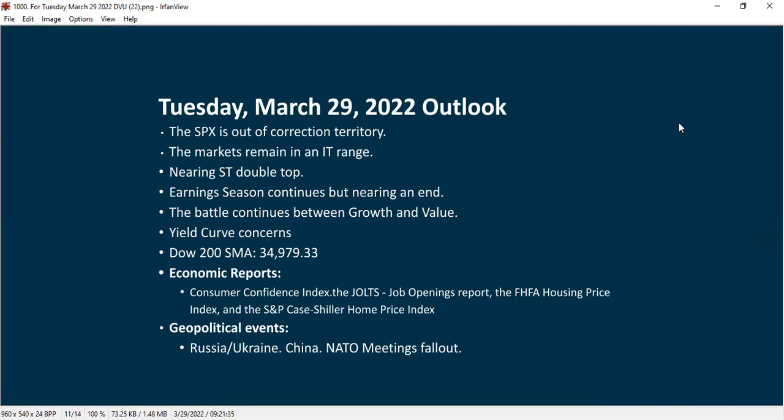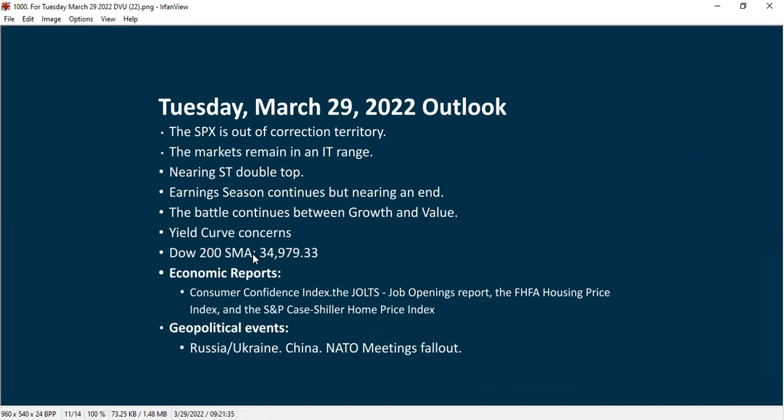We're getting near the end of earnings season. There's still this battle going back and forth between growth and value. And then there are some yield curve concerns, meaning that we're seeing inverted yield curves where shorter term interest rates are higher than longer term interest rates. And again, I'm going to address that in a separate video.